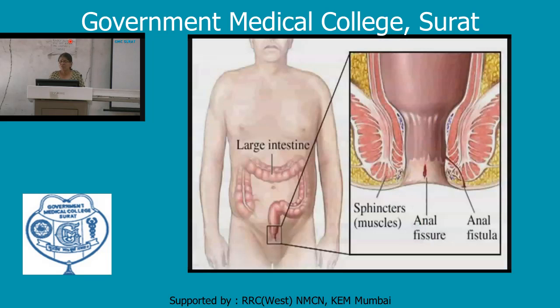Anal fissure: this is a break in continuity of the mucosa. It can be of one of the anal columns. Most of the time it is one of the anal columns. The mucosa here is damaged because of constipation or hard stool, and it can even extend here, and when it extends below the pectinate line it becomes painful. It is situated in the midline posteriorly.